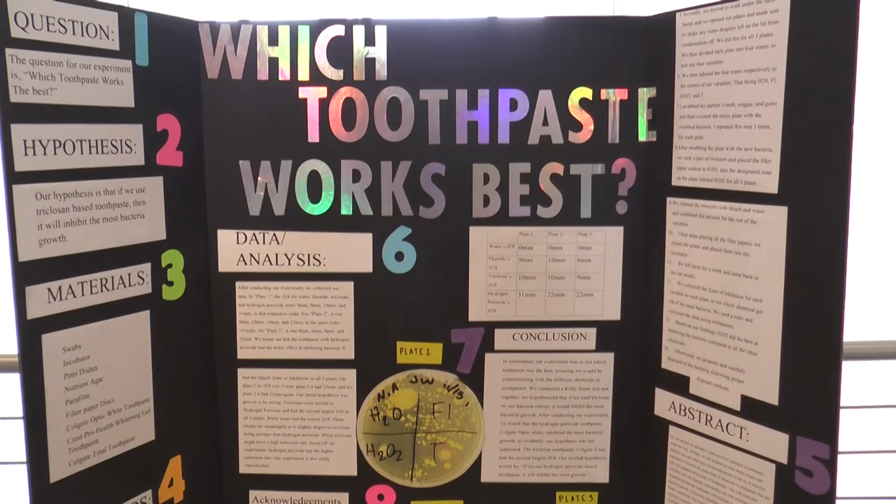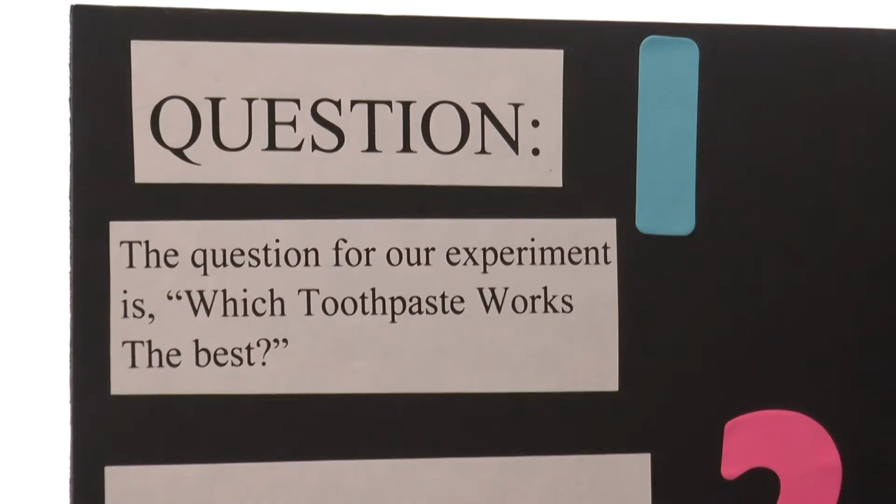Today our project is on which toothpaste works the best. So we wanted to know which toothpaste works the best, and for this we performed a Kirby-Bauer test, and we used 3 types of toothpaste that had 3 types of chemicals in it. One of them was hydrogen peroxide, the other one was fluoride, and the other was triglycerin. And we hypothesized that the toothpaste with triglycerin would work the best.